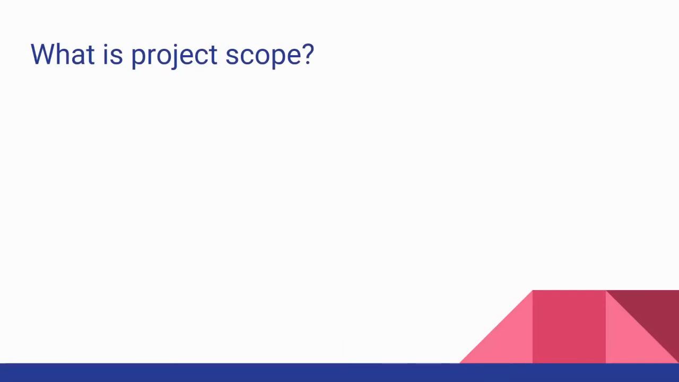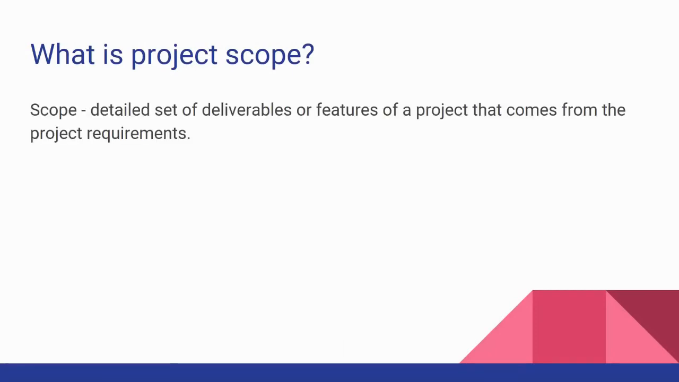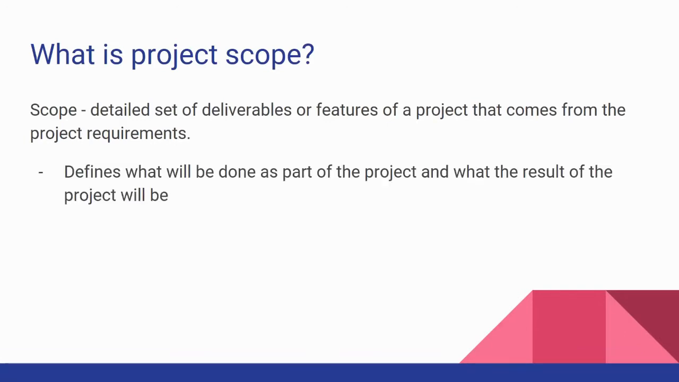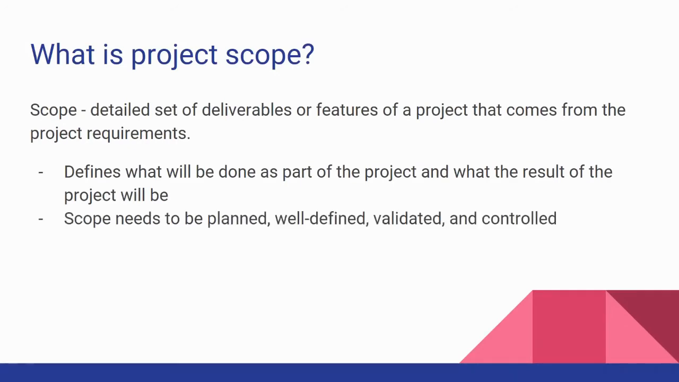What is project scope? Scope is the detailed set of deliverables or features of a project that comes from the project requirements. It defines what will be done as part of the project and what the result of the project will be. Scope needs to be planned, well-defined, validated, and controlled.